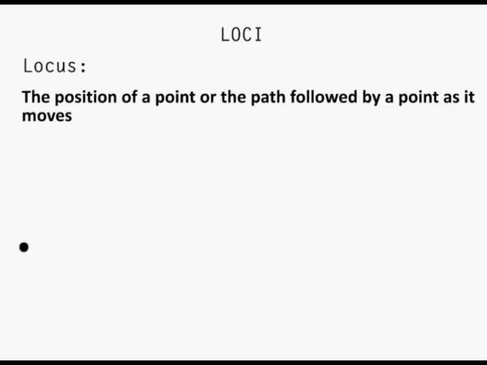Chapter 3, Loci. Now, a locus is the position of a point or the path followed by a point as it moves. This could be a straight line or a curved path. Let's look at the common loci.